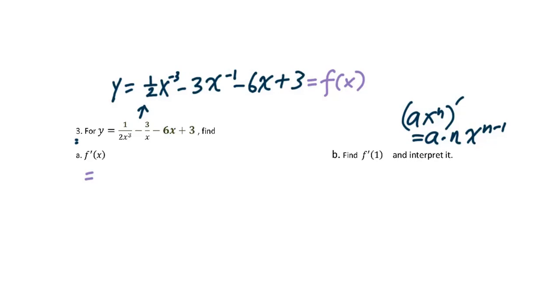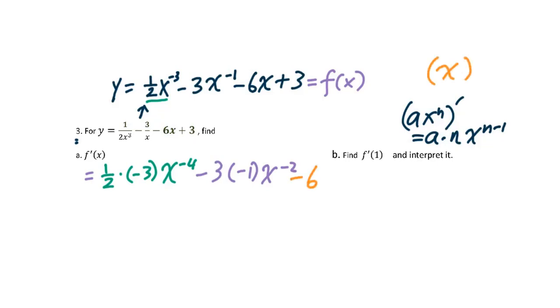So for the first term, 1/2 is the coefficient, drop down the exponent minus 1, it will be negative 4. Negative 3 times negative 1, x to the negative 2nd power. Negative 6, remember the x derivative is 1, so times 1. The constant will be 0, because the derivative for a constant number equals 0. Now we organize. You will get negative 3/2 x to the negative 4th power.